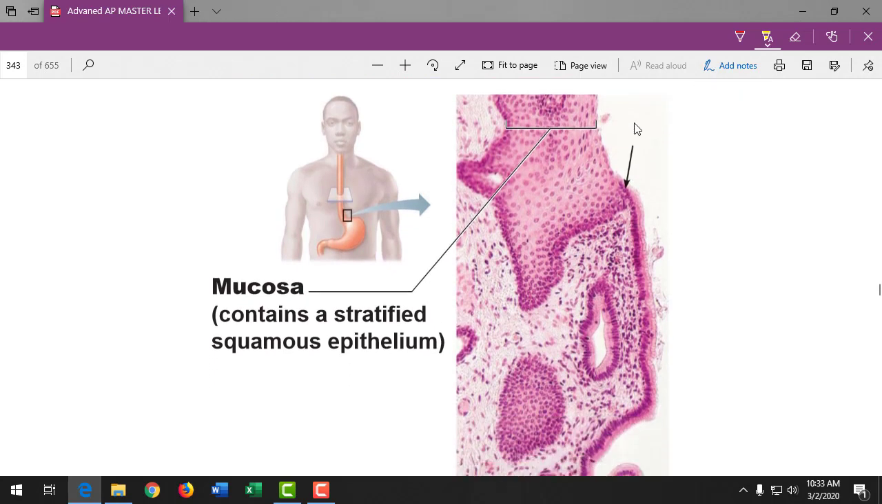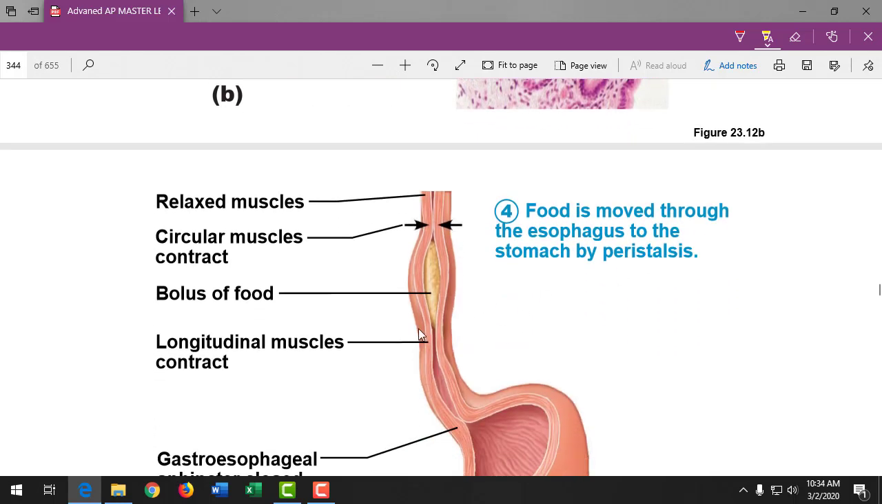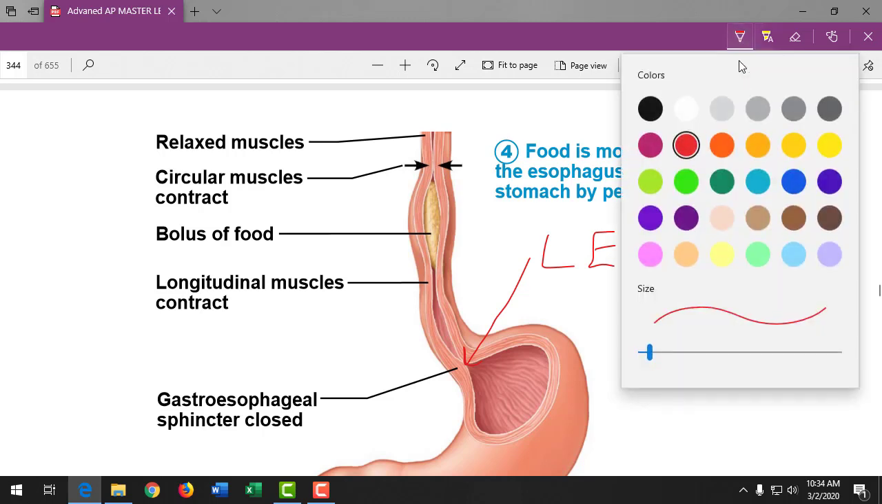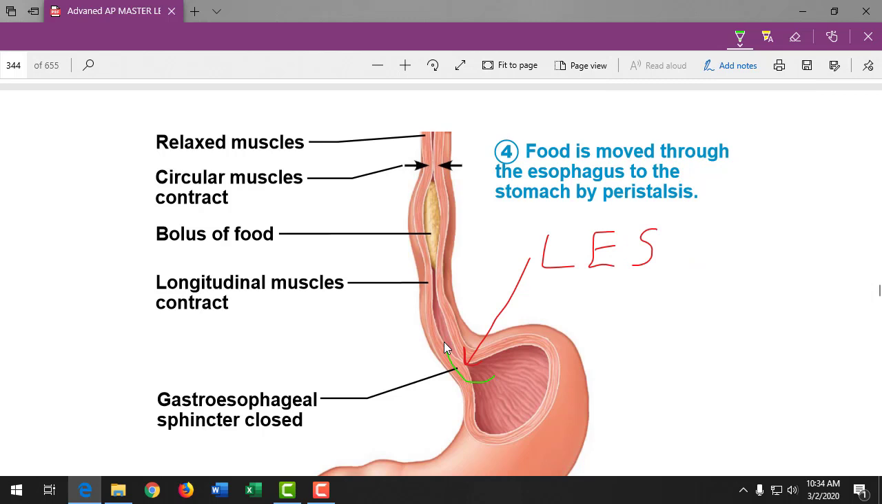So the mucosal lining again is just this stratified squamous epithelium for protection. That's the key thing. And we have these sphincters at the top and bottom. So this is the lower one. This lower esophageal sphincter is right here. And this is the problematic one that causes acid reflux. It's called the lower esophageal sphincter. And when it spasms, things can work their way up from the stomach into the esophagus again and cause that irritation and burning. And that's kind of right behind the chest, and that burning spreads throughout the chest.